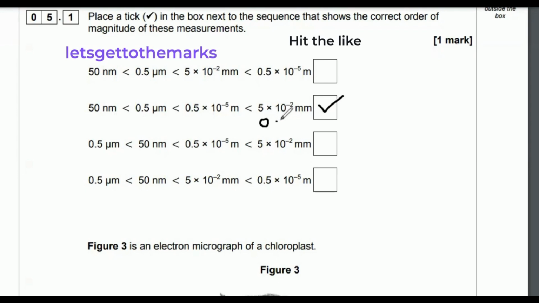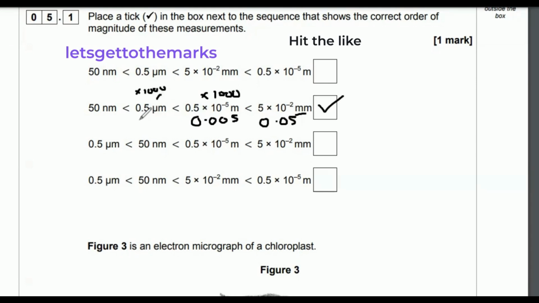So first of all, I've written these down into decimals, so not in their standard form. So 0.05 millimeters, that's 5 times 10 to the minus 2. Now, the next unit is in meters. If I want to also convert that to millimeters, you've got to times meters by 1,000. So that's basically 0.5 times 10 to the minus 2. So that's the equivalent to 0.005.